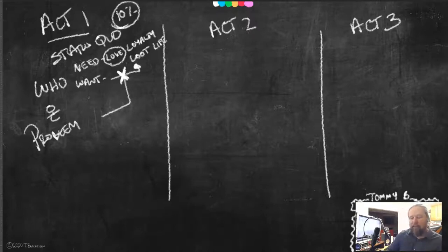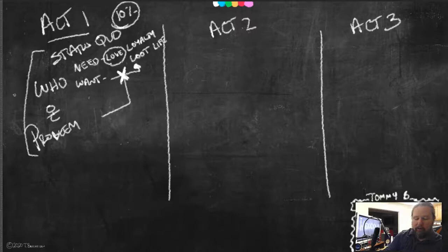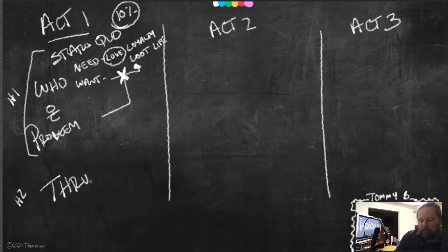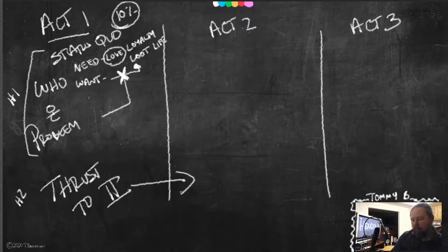Okay? This all makes up part 1, I call Hex 1, of the Hexodus theory. Part 2, or Hex 2, is going to be what I call the thrust 2. Boom. Something that's going to throw us into the second act.